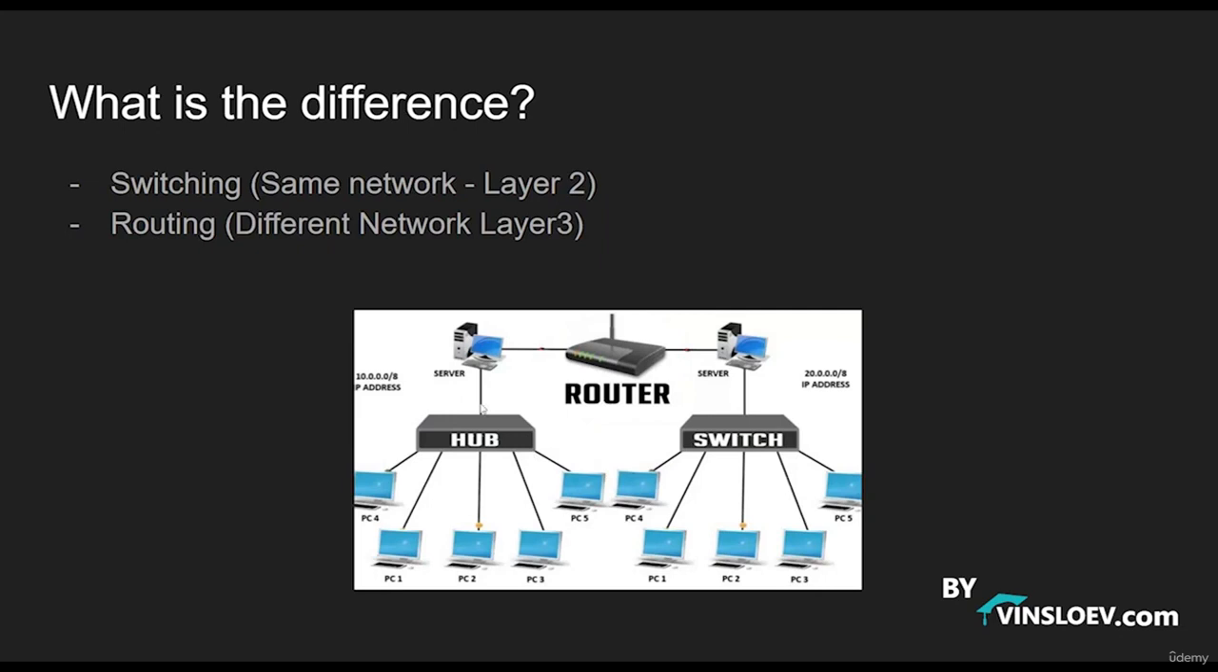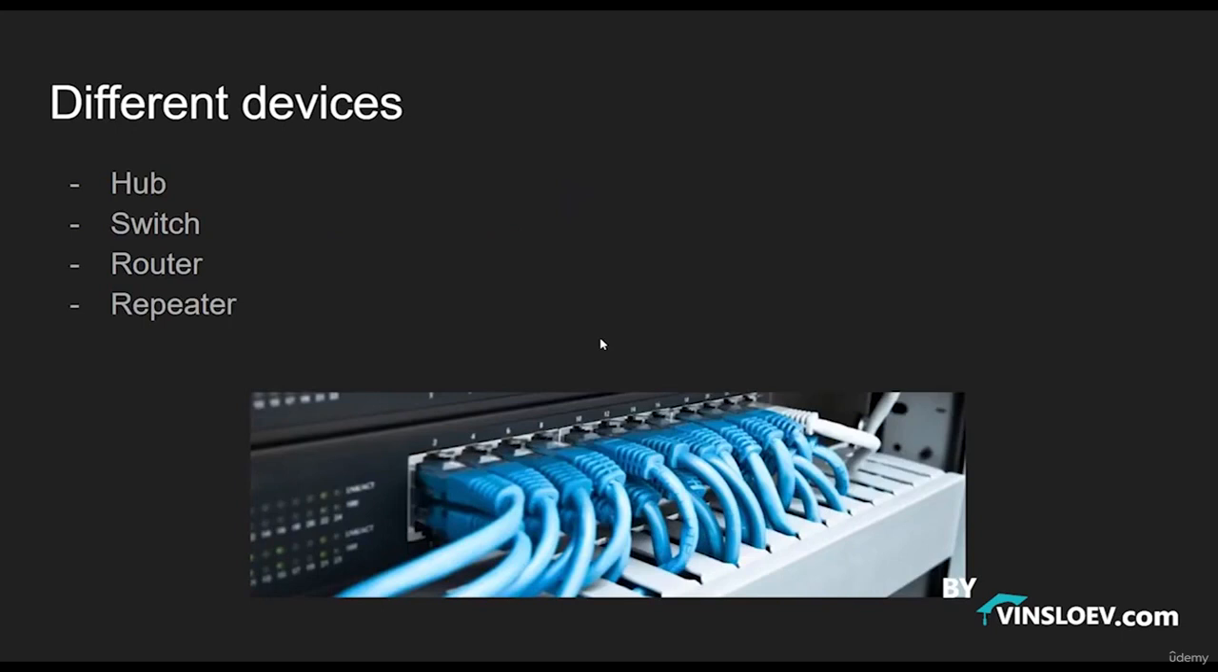So switching is basically happening on the same network, meaning internally within your own network, whereas routing is communication between different networks, and that is why you see these two devices, hub and switch, on their own network, whereas a router is connecting them. So what are the different devices that we're going to talk about? We're going to talk about a hub, a switch, a router, and a repeater.